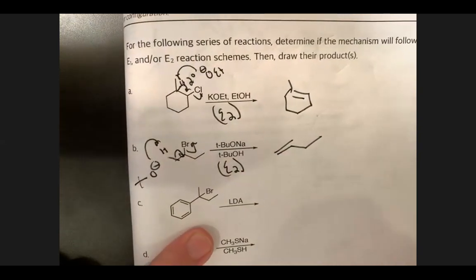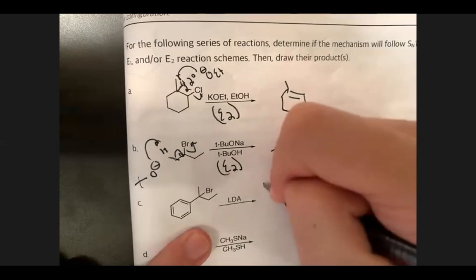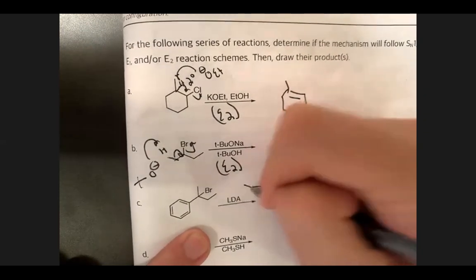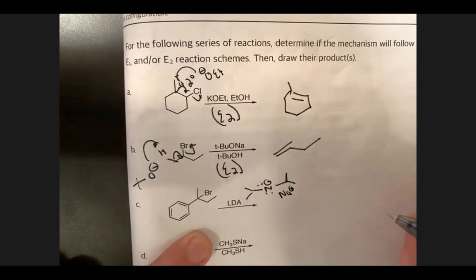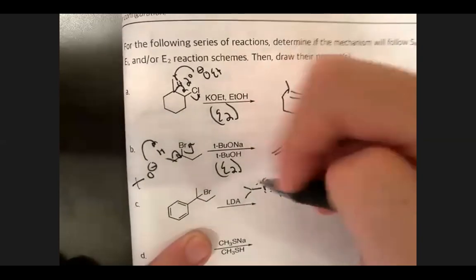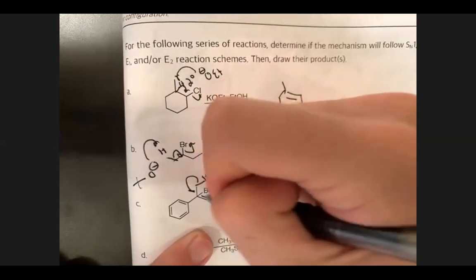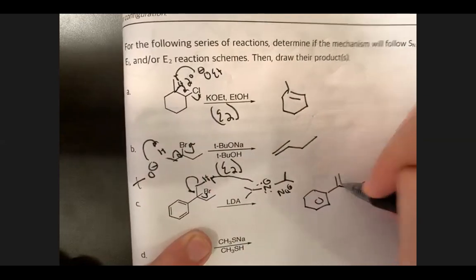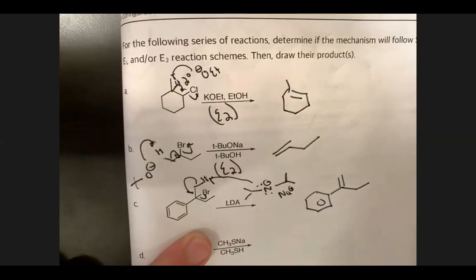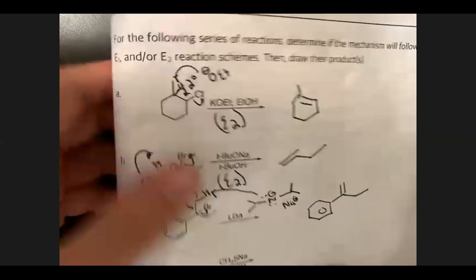LDA is another bulky base, and I'm only going to get the Hofmann product as well. LDA looks like this, maybe with sodium, I don't know, something like that, or aluminum, I don't really know what it is. But essentially, it's going to remove the proton from here. So you get that, so this is also the Hofmann. So Hofmann and Zaitsev so far.